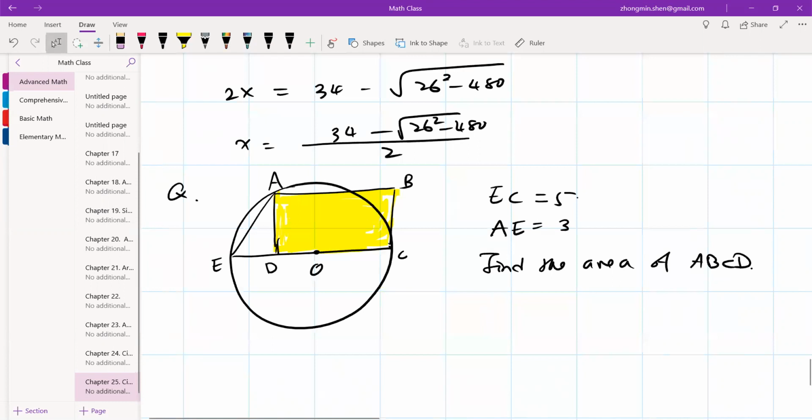So you have 5, that's a 3, right? When you see 5 and 3, the additional line will be this. You have to connect the important points, right? So what you get is a right triangle. Now can you find the area?